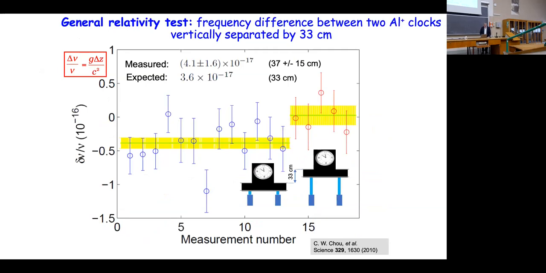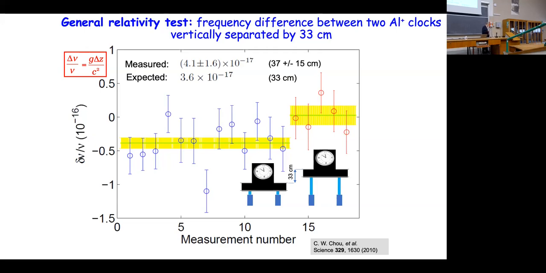But before that, I show you a historical experiment with 2 aluminum clocks. You take an aluminum clock and you move it, you put it on a table with a jack. You can just raise it in the gravitational field of the Earth. And this is an experiment which was done by the Wineland group in 2010. You see that the frequency of the clock varies. When you move it up, it goes faster.